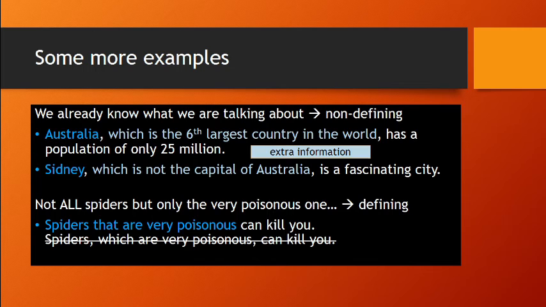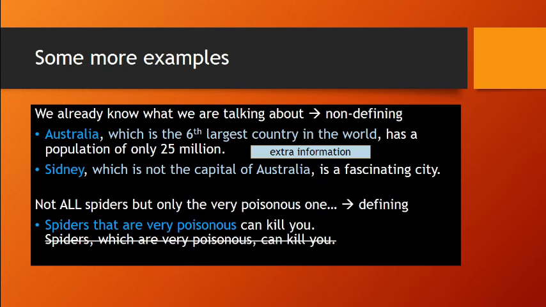In the third sentence here, we need to be careful. We're not talking about all spiders, but we're just talking about spiders that are very poisonous. Spiders that are very poisonous can kill you. This is different from spiders, comma, which are very poisonous, comma, can kill you. Because the second sentence would mean that all spiders can kill you because they are all very poisonous, and this is not true.